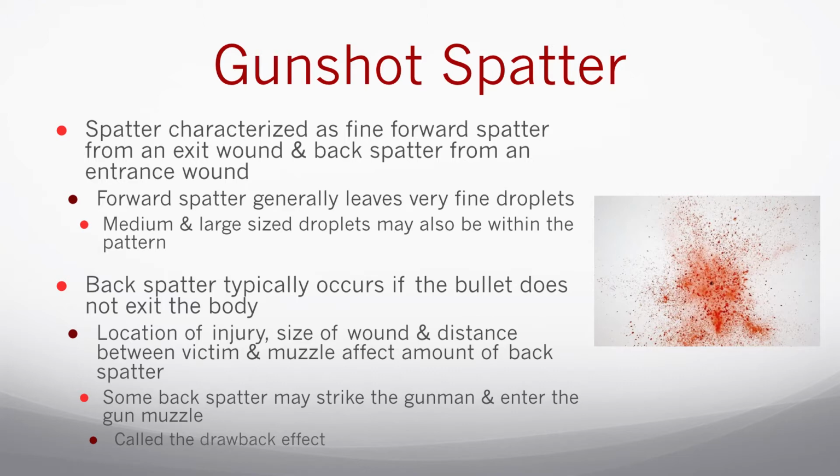Back spatter typically occurs if the bullet doesn't exit the body. Location of injury, size of wound, and distance between victim and muzzle affect the amount of back spatter. Some back spatter may strike the gunman and enter into the gun muzzle. This is called drawback effect. Blood within the muzzle can place the weapon in the vicinity of the crime. Blowback spatter is consistent with the weapon being close to the victim at the time of firing.